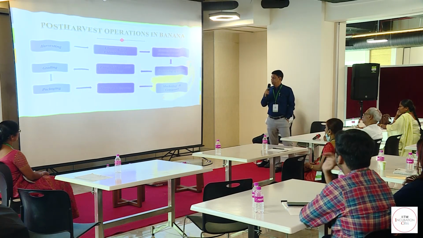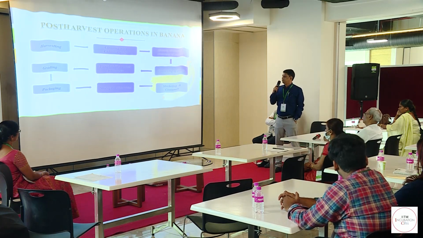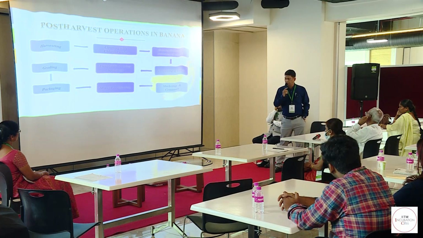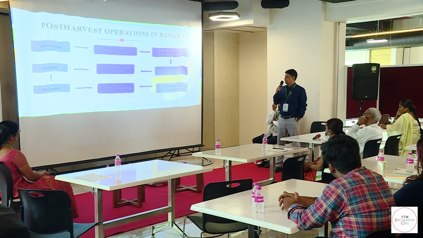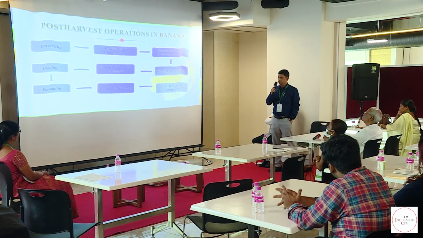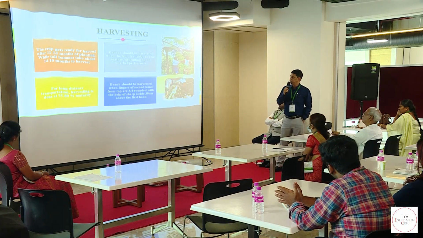After that, it should be treated with fungicides to control microorganisms. Then it should be graded based on the fingers in the bunches. After that, it is packed, then stored and ripened, and it reaches marketing and consumers. This is the flow diagram of post-harvest operations in banana.